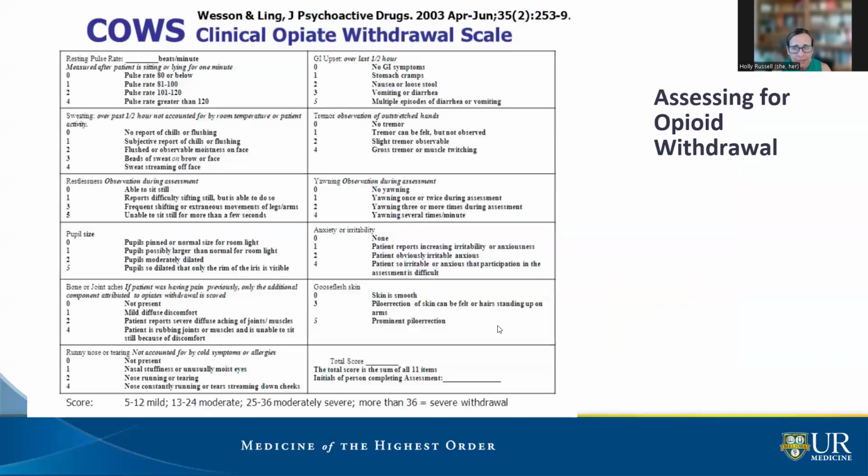When you're assessing for opioid withdrawal, the tool that is recommended to use is the Clinical Opioid Withdrawal Scale, or COWS. And this is available easily online. And it's something you can do with a patient in your office. Some of it is objective in terms of the pulse rate, and some of it is subjective.